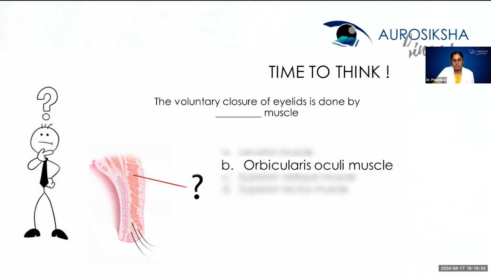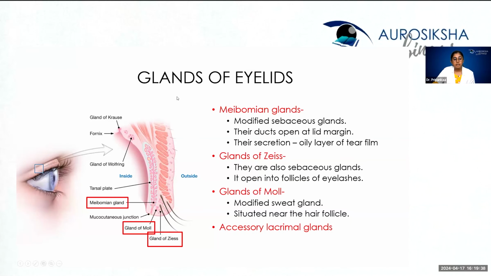So we'll move on to our next slide, talking about the glands of the eyelids. The glands of the eyelids are also very important in clinical aspects. The first gland we are going to see is the meibomian gland. The meibomian gland, as you can see in this picture, is situated on the inner side of the eyelid and opens into the lid margin.